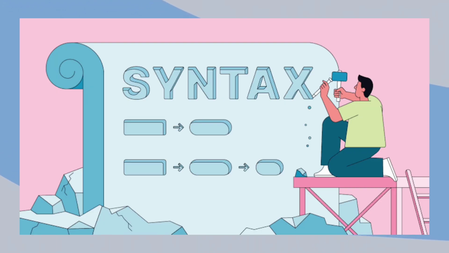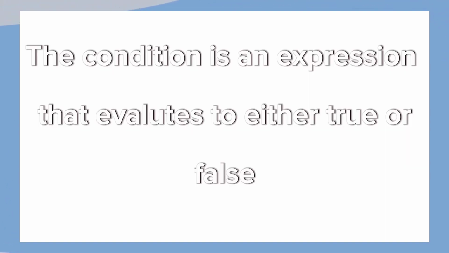First, let's start with the basic syntax of the ternary operator. It follows this pattern: condition, expression 1 and expression 2. The condition is an expression that evaluates to either true or false. If the condition is true, the operator returns expression 1, otherwise it returns expression 2. Let's see an example to make things clear.